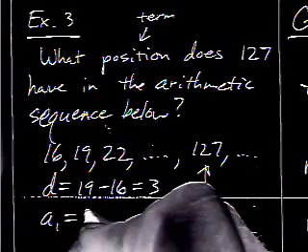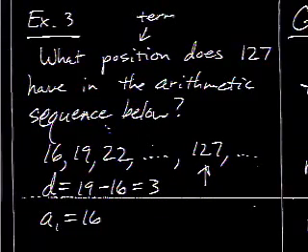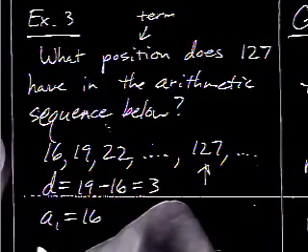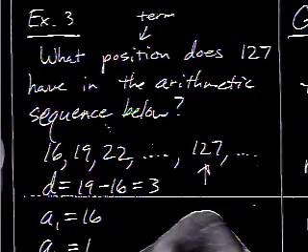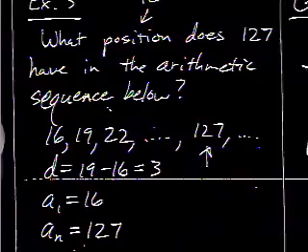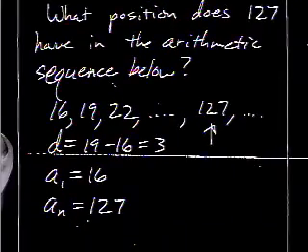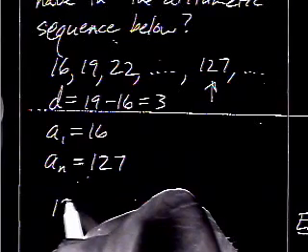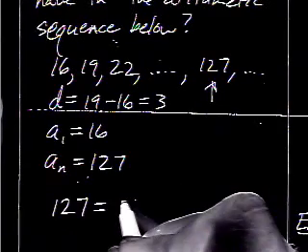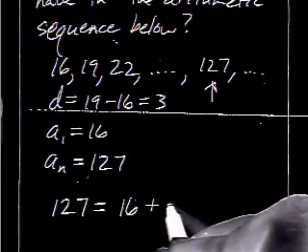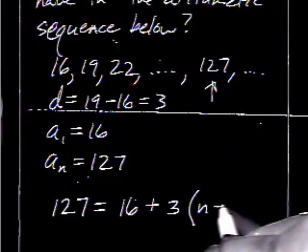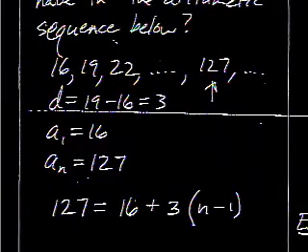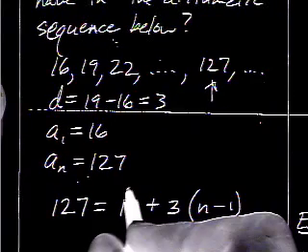So we know that the first term is 16. We know that the constant difference is 3. We don't know what term is 127. So we'll call that a sub n. So if we have the formula a sub n equals a sub 1 plus d times n minus 1, what do you think we're solving for? Of course we're solving for n.